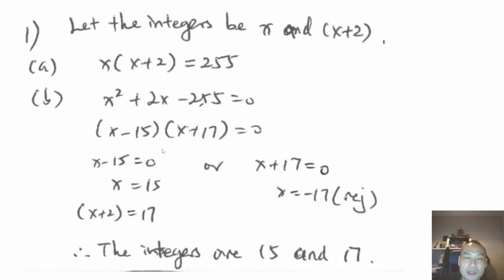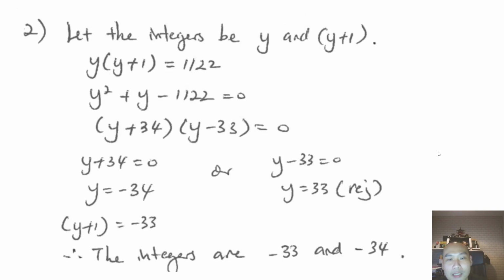Now, to find the other number, we add 2. So x plus 2 is 17. Therefore, we can declare that the integers that we are supposed to find are 15 and 17. Okay? Next question. This time round, same idea again.